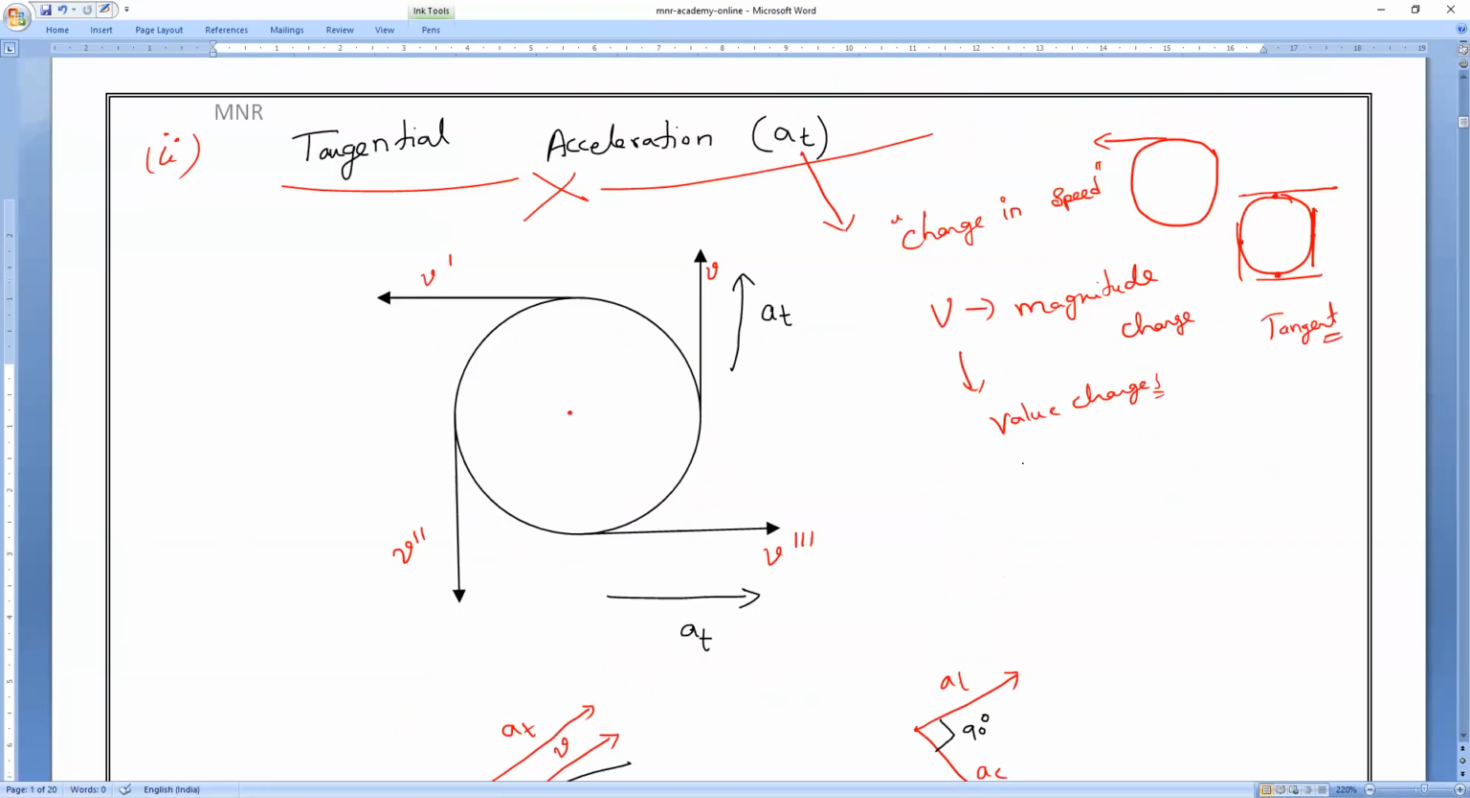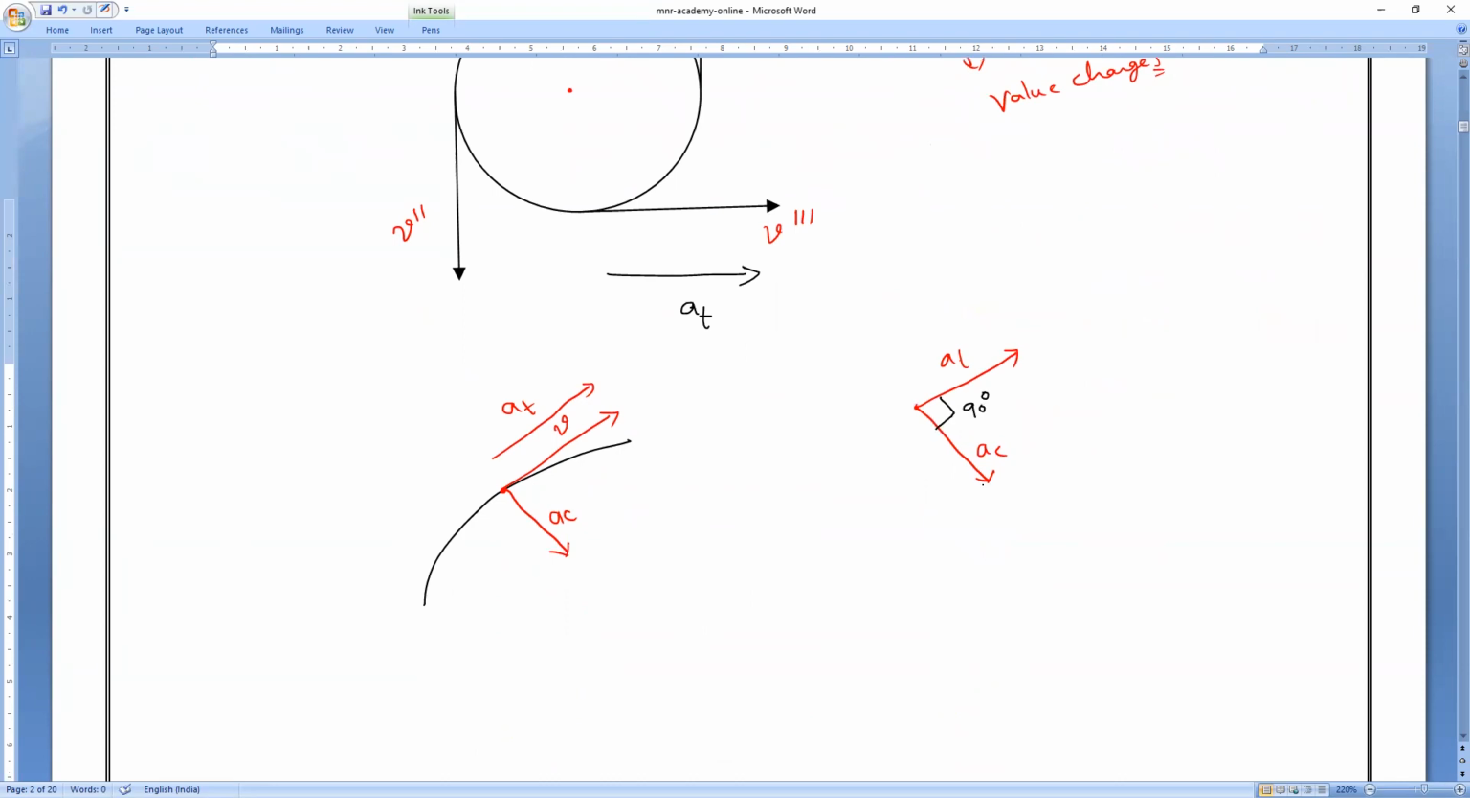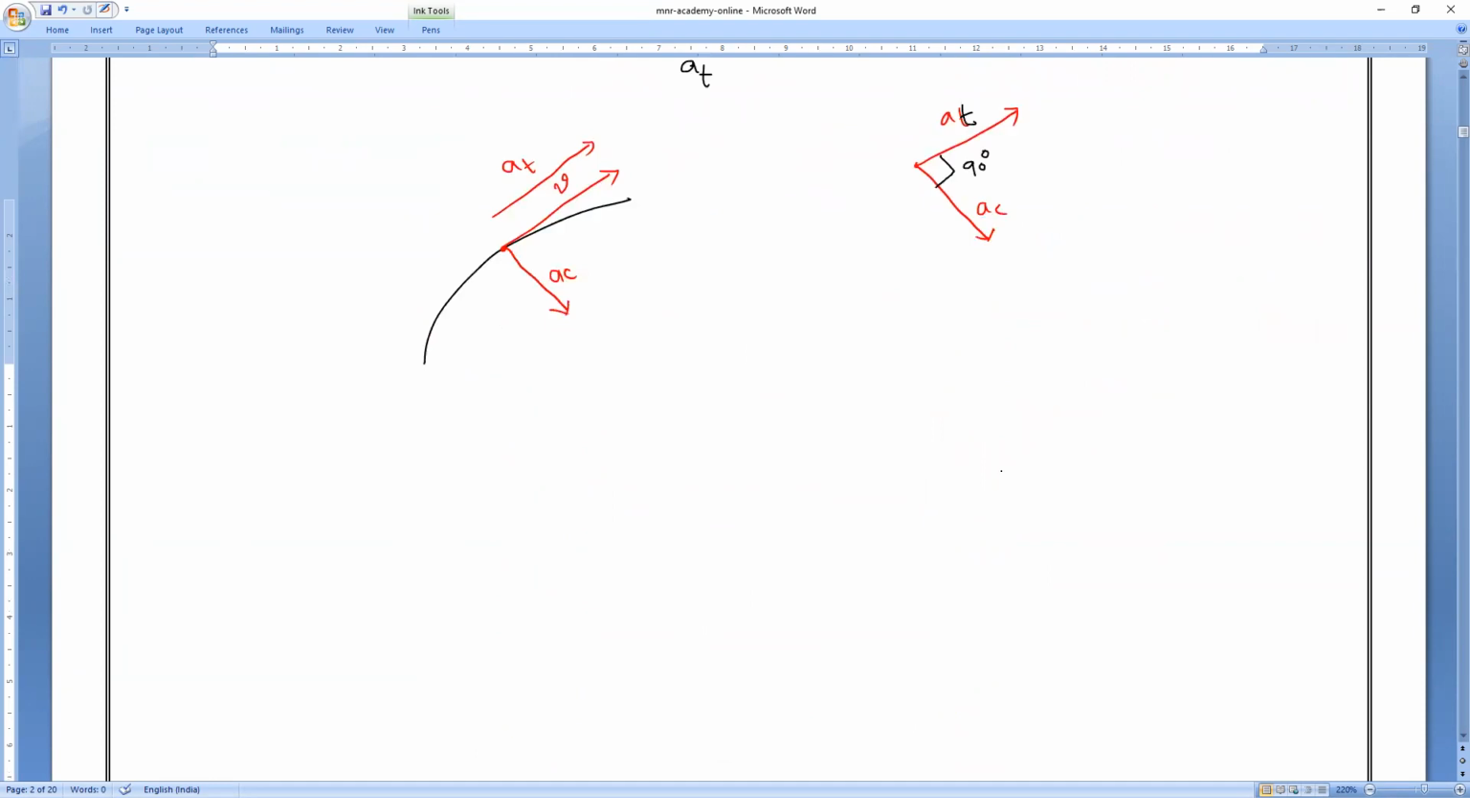So tangential acceleration means change in magnitude. Please remember that tangential acceleration means change in magnitude. What is the angle between tangential acceleration and centripetal acceleration? They always act perpendicular to each other. Clear? Now the formula for tangential acceleration is, again, the same thing: change in velocity, or change in speed.